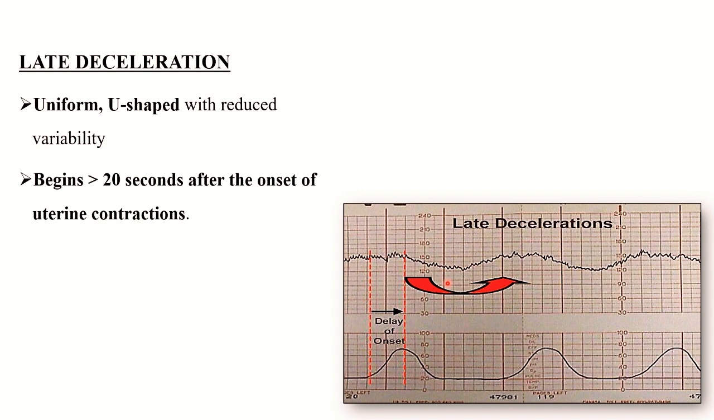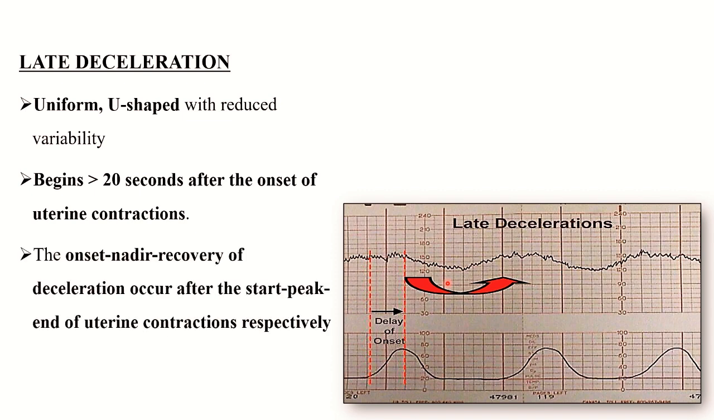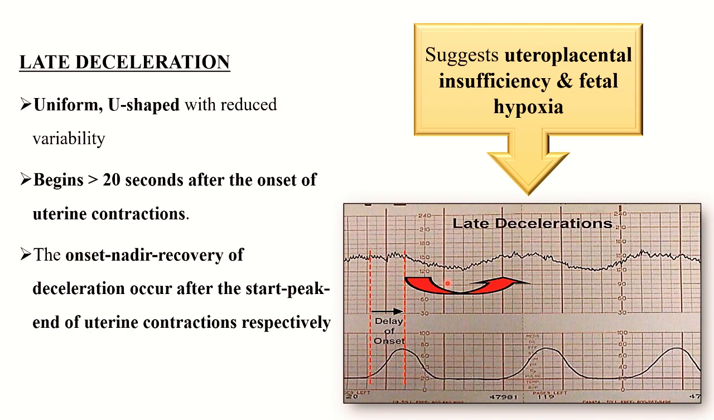Usually the deceleration begins more than 20 seconds after the onset of the uterine contractions, and the onset, nadir and recovery of the deceleration occur approximately 20 seconds after the start, peak and end of the uterine contraction respectively. Now, this late deceleration happens usually because of uteroplacental insufficiency resulting in fetal hypoxia, and the appearance of late deceleration in a cardiotocograph is considered to be alarming and should be critically reviewed.